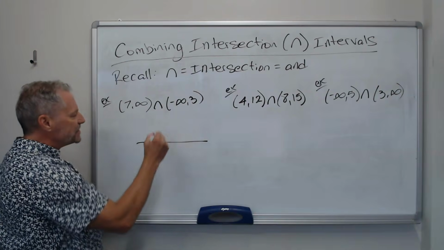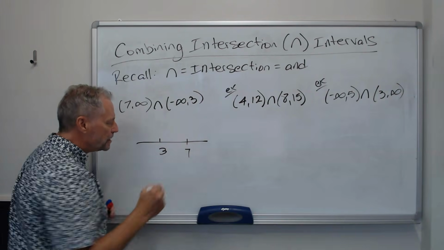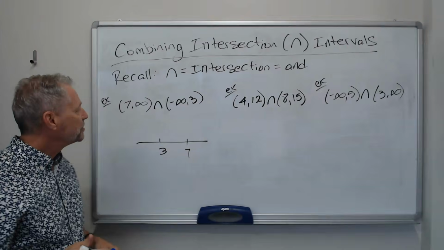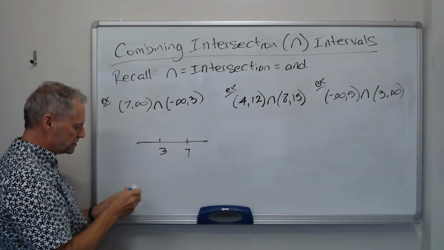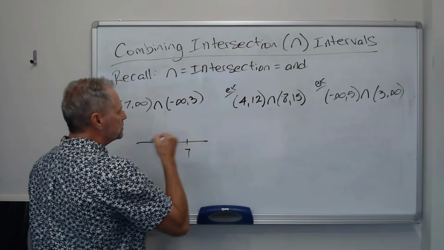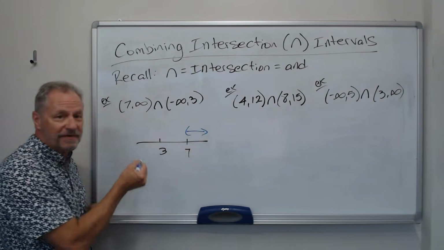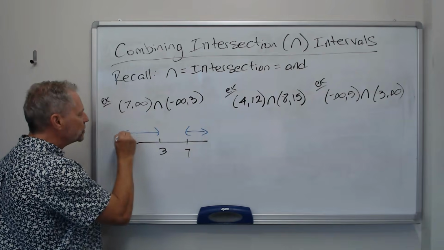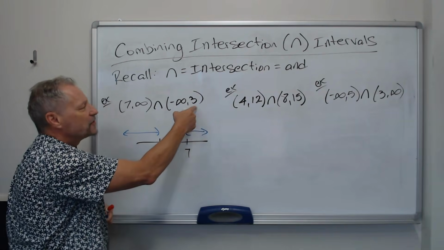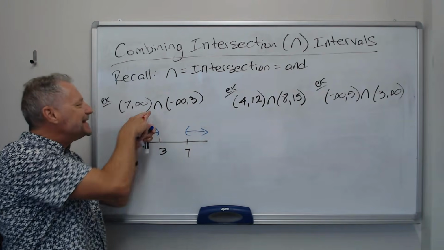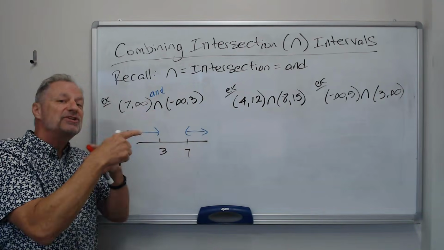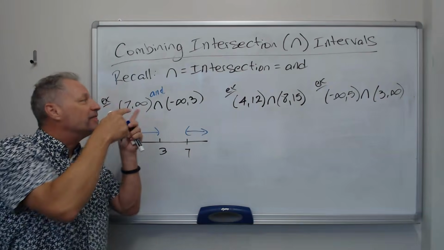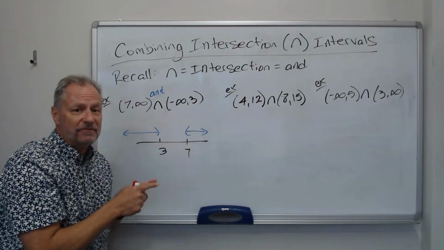Okay, so I've got 7 and 3. We'll put those up there in numeric order on the number line. We've got 7 to infinity, well, that goes this way. And we've got negative infinity to 3, so negative infinity, far to the left, all the way to 3. Intersection: we only get numbers that are in this interval and also in that interval.